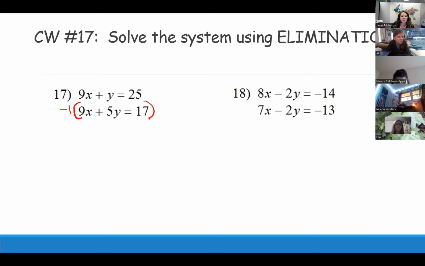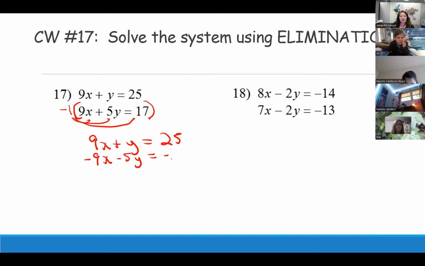So once again, I'm going to multiply every single term by negative 1. So I'm going to bring down my first equation. My second equation becomes negative 1 times 9x is negative 9x. Negative 1 times 5y is negative 5y. And negative 1 times 17 is negative 17.